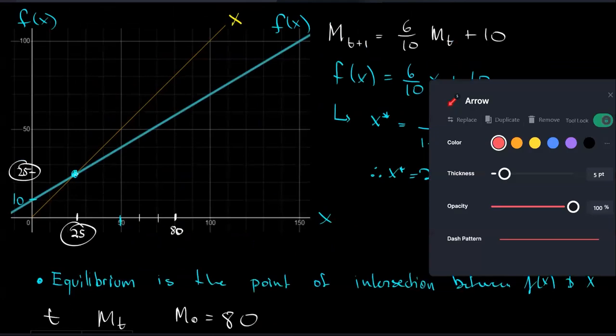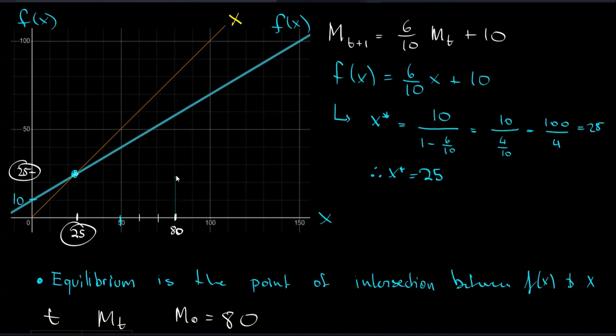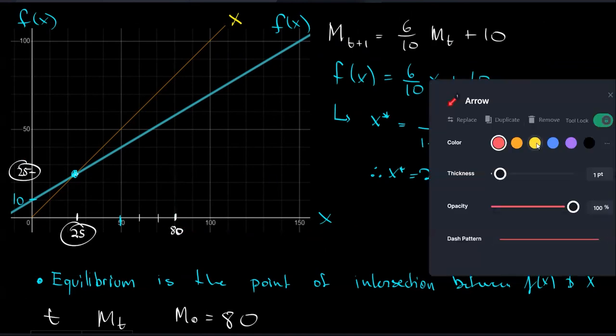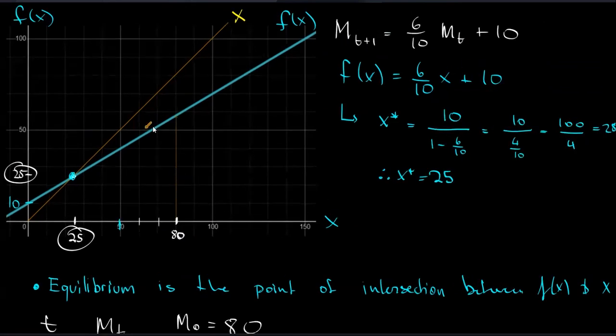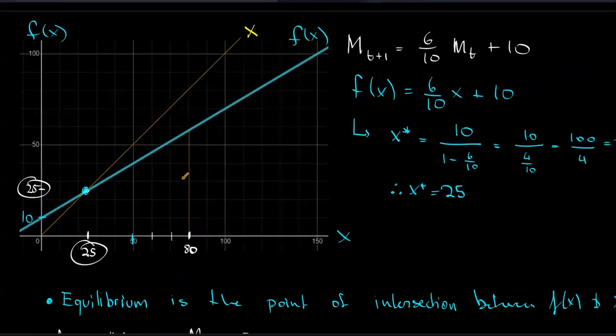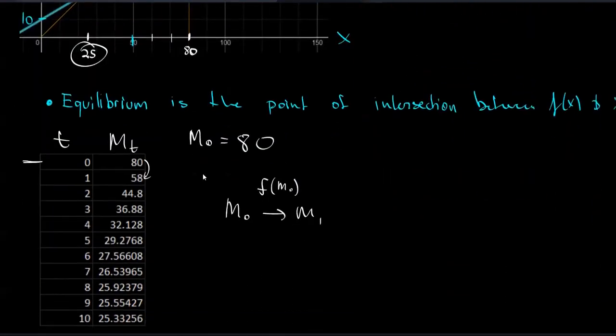We're going to take m naught. We start at 80 and we go all the way up to our updating function because we are evaluating it. So we go over here. Why do we go over here? Because when we go up to this point, seeing where it lands on the line f of x, the y coordinate over here is quite literally going to give us f of x, in this case f of 80. That's why we bother doing this.